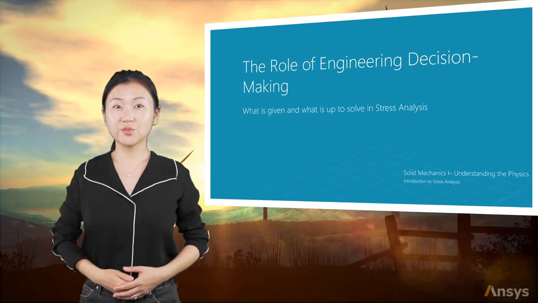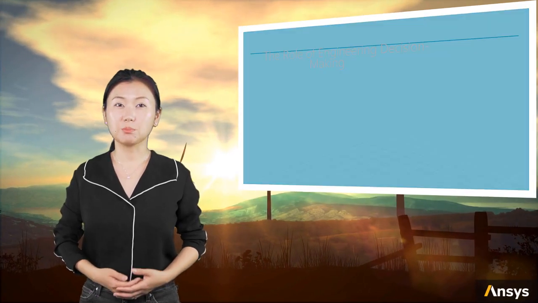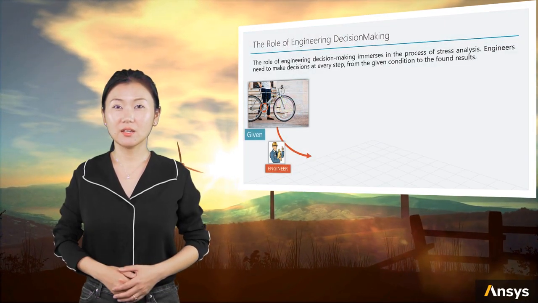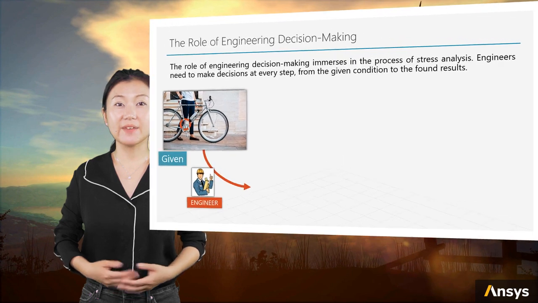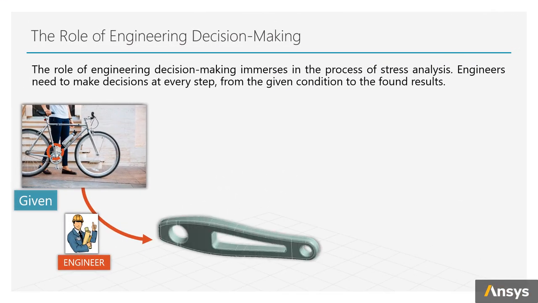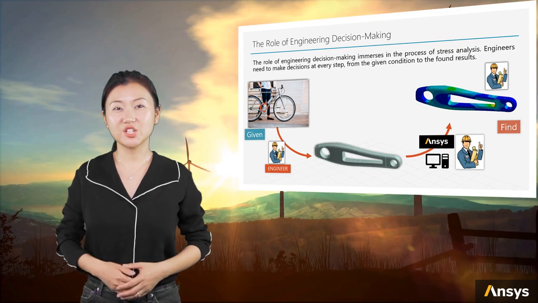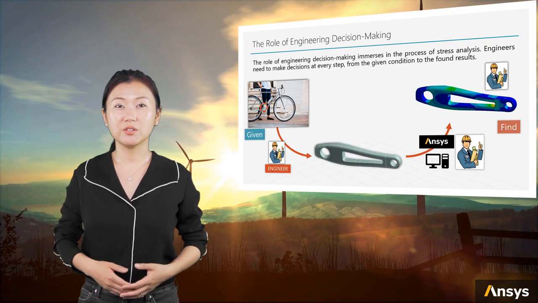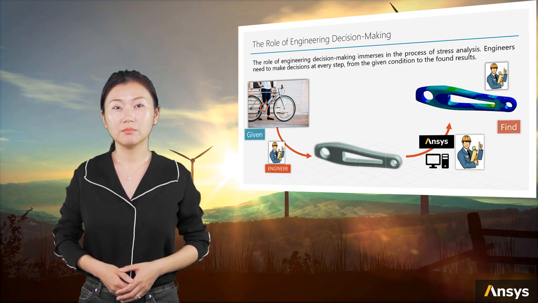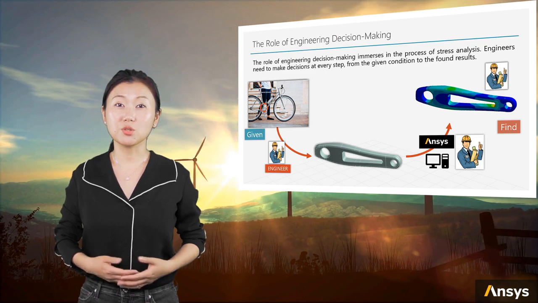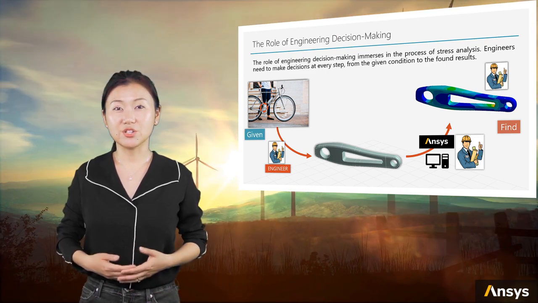The role of engineering decision-making is immersed in the process of stress analysis. Engineers need to make decisions at every step, from the given conditions to the calculated results of the simulation. Usually, the given conditions are not directly known or absolute for an engineering problem. Depending on the purpose and resources of the analysis, an engineer decides the given condition.